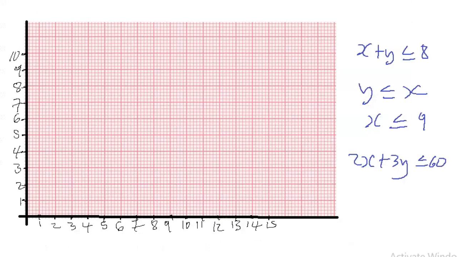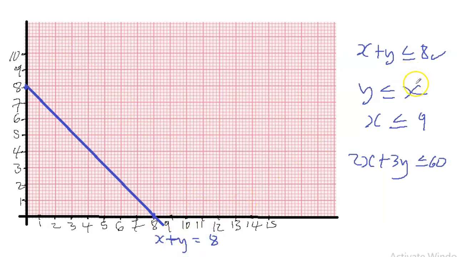Okay, so doing the problem on another graph. We need to sketch all the lines associated with these inequalities. So x plus y equal to 8 will be this first line. This line cuts the x-axis at 8, also cuts the y-axis at 8. So let me just draw this line. So this is a graph of the line x plus y equal to 8.